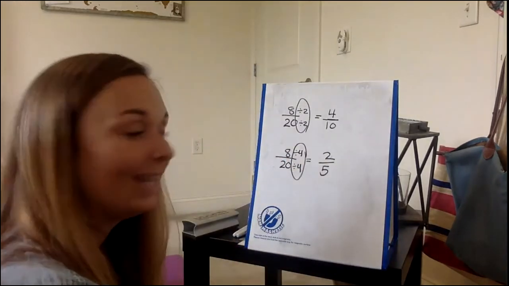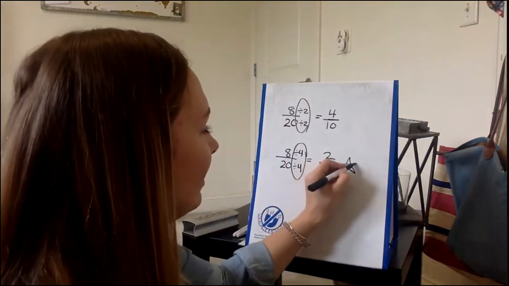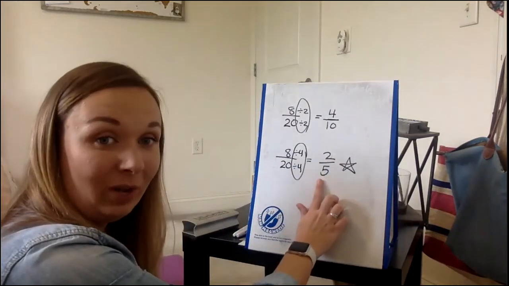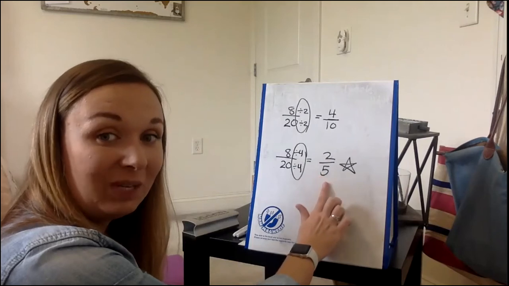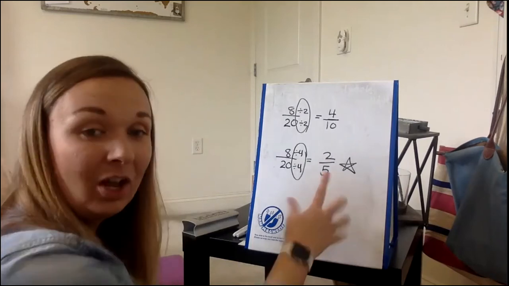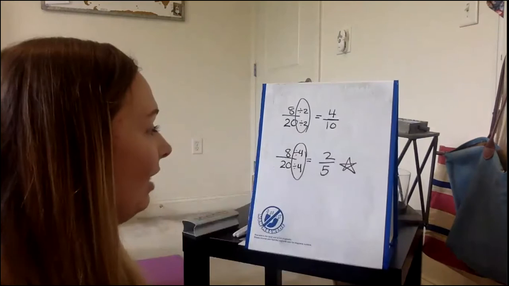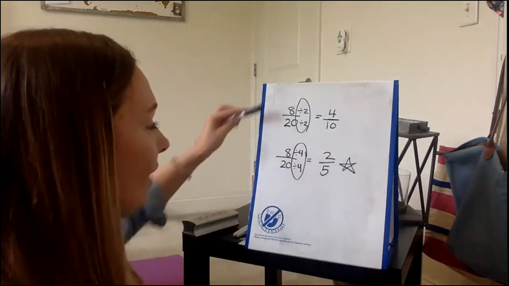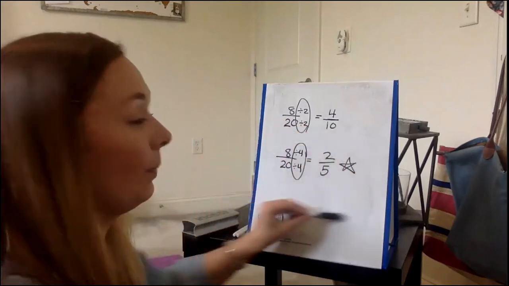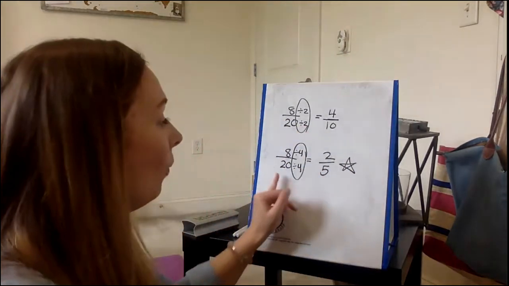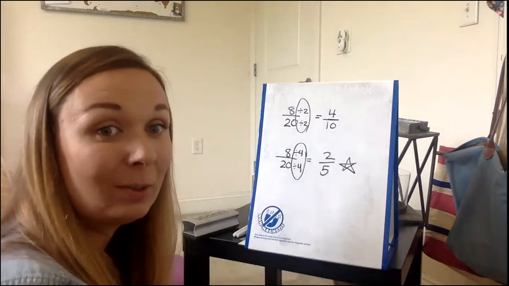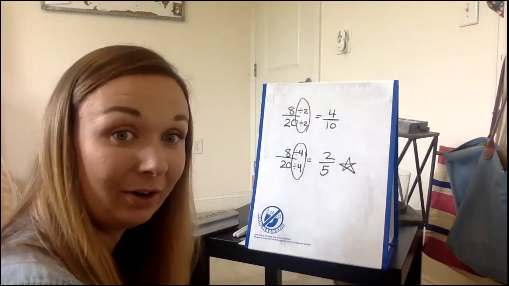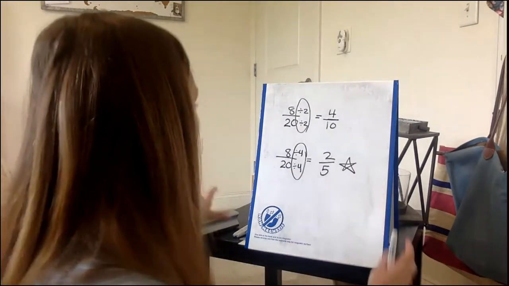But this one is the one that I want to get us in the habit of using because we made the largest units, the largest pieces here. Fifths are bigger pieces than tenths and then 20ths. So again, both correct. This is one that will prepare us for 5th and 6th grade when we're dividing by the largest possible fraction.